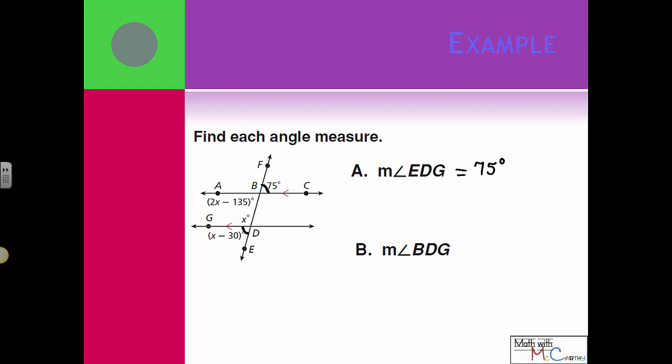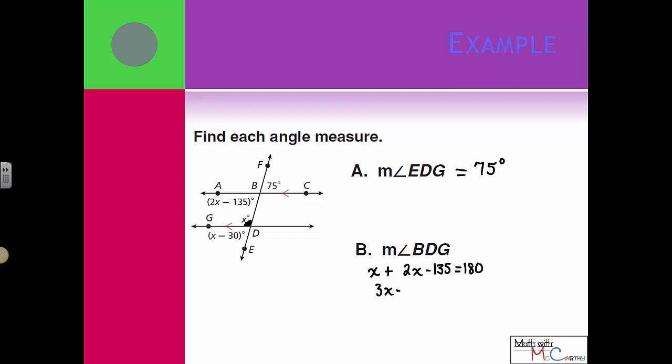Okay. Alrighty, so let's see. Angle BDG. That's this angle right here. And I know that that angle that I just marked, angle BDG, that's this angle right here where the x is. That angle is, not corresponding, it's same side interior with this angle. And I have a theorem that says if two parallel lines are cut by a transversal, then the same side interior angles are supplementary. So I'm going to do x plus 2x minus 135 has to equal 180.